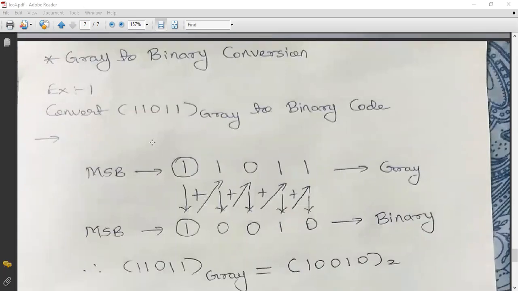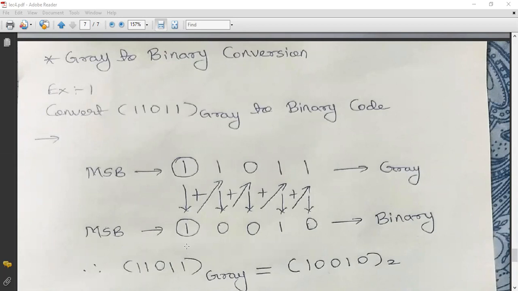Now let us understand the conversion of gray to binary. Let us see the first example. Here we need to convert 11011, which is in gray form, into binary code. For this, first we write the number as it is, that is 11011. What is the procedure? Let us see. First, write the MSB, 1, as it is.